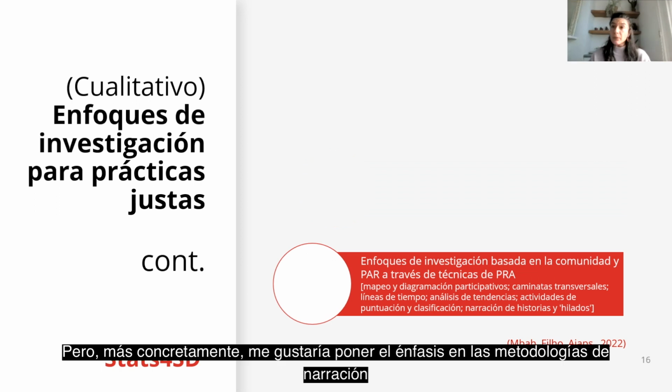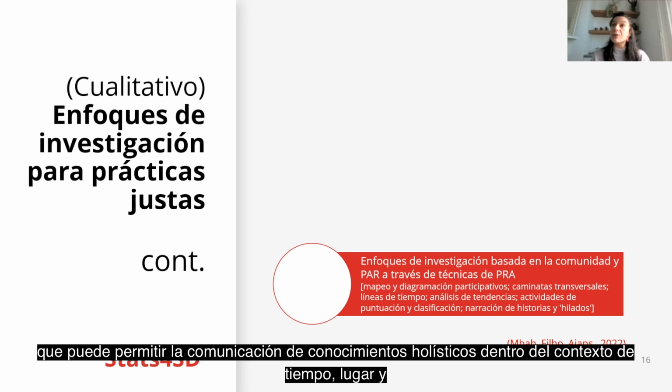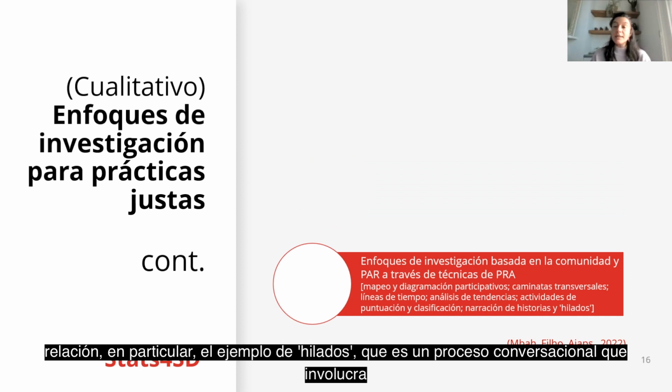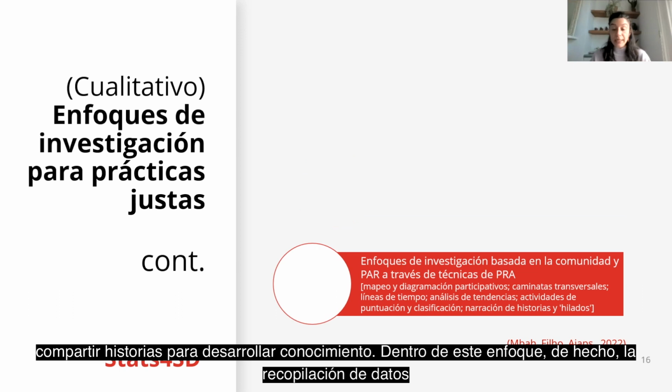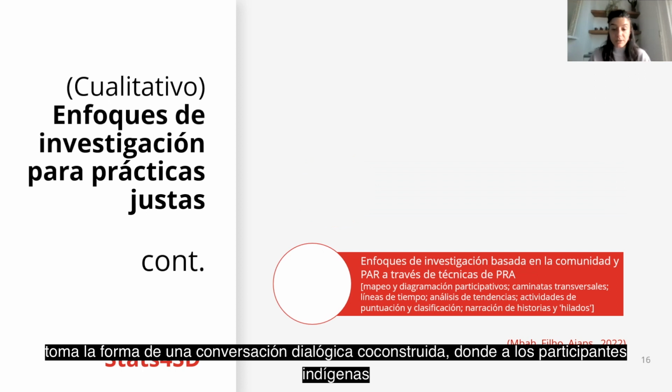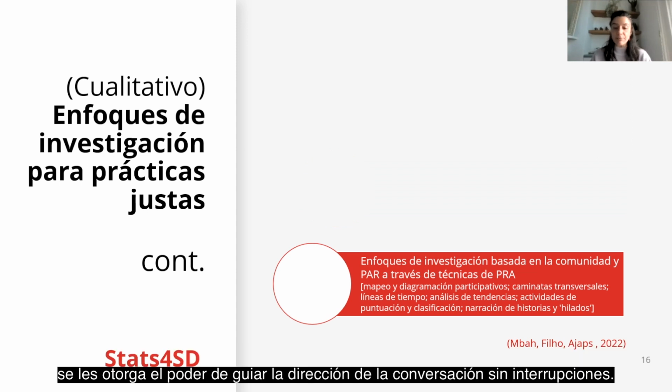But more specifically, I would like to place the emphasis on storytelling methodologies that can enable the communication of holistic knowledge within the context of time, place, and relationship. In particular, the example of yarning, that is a conversational process that involves the sharing of stories to develop knowledge. Within this approach, in fact, the data collection takes the form of a dialogical, co-constructed conversation where indigenous participants are granted the power to guide the direction of the conversation without interruptions.